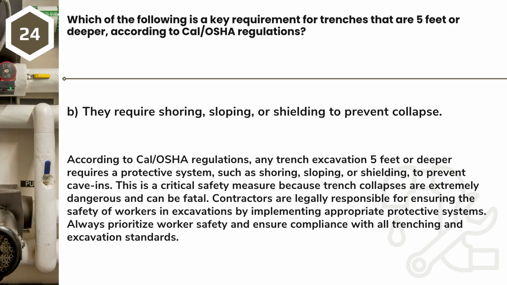Answer: B. They require shoring, sloping, or shielding to prevent collapse. According to Cal/OSHA regulations, any trench excavation 5 feet or deeper requires a protective system, such as shoring, sloping, or shielding, to prevent cave-ins. This is a critical safety measure because trench collapses are extremely dangerous and can be fatal. Contractors are legally responsible for ensuring the safety of workers in excavations by implementing appropriate protective systems. Always prioritize worker safety and ensure compliance with all trenching and excavation standards.